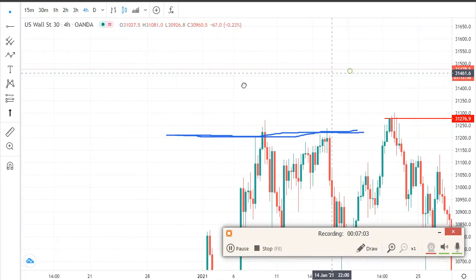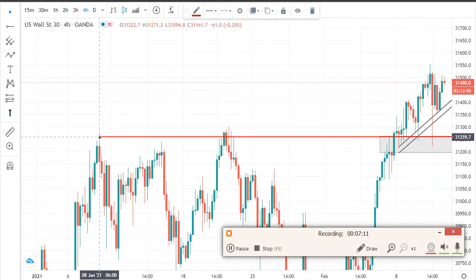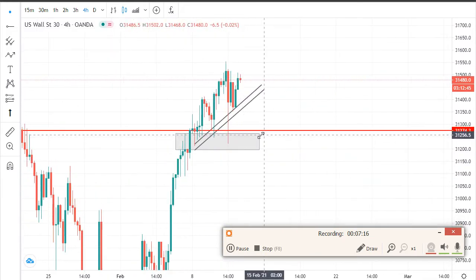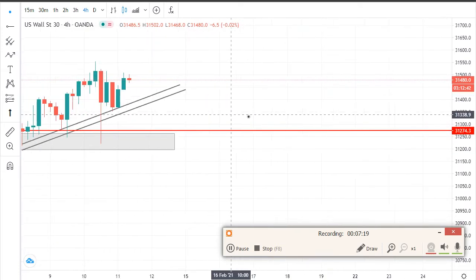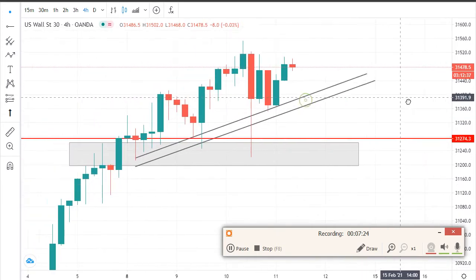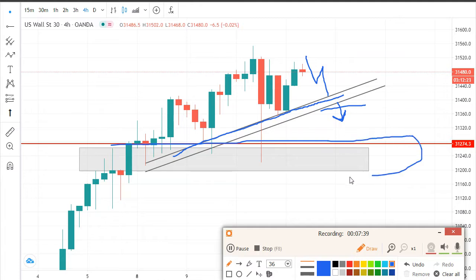Then let me just zoom out this thing. You can see our resistance started somewhere there. So it's a very strong resistance. I hope you can see this. I'm trying to zoom. So if the market maybe breaks this trend line and tries to come here, please don't sell because we have a very strong support here.